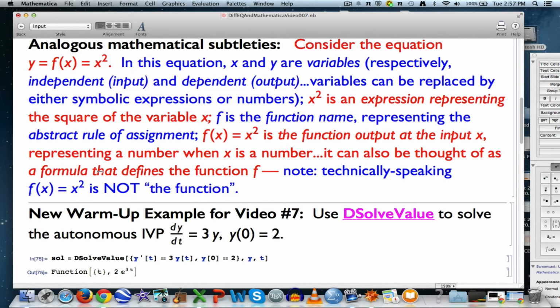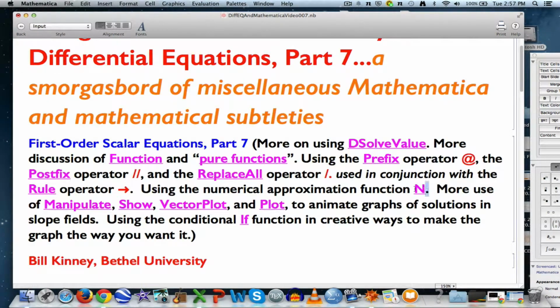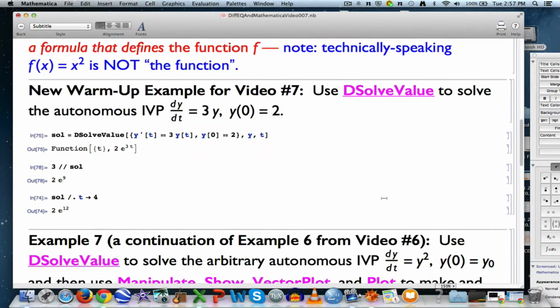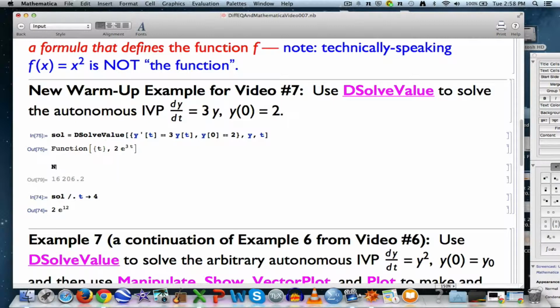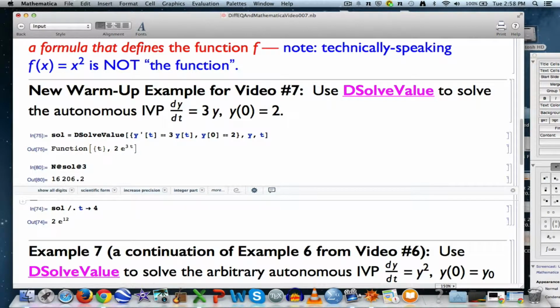You can also use the capital N as a prefix or postfix operator. Again, this is a postfix operator because I'm applying the function after the thing I'm applying it to. I'm typing it after that. I can do slash slash capital N after this and get a numerical approximation for that. Or I can do these things prefix. I can do N at sol at 3 and get the same thing. Okay, so some subtle things to know about Mathematica. I don't typically make use of these things too often, but I thought it was worth bringing up.